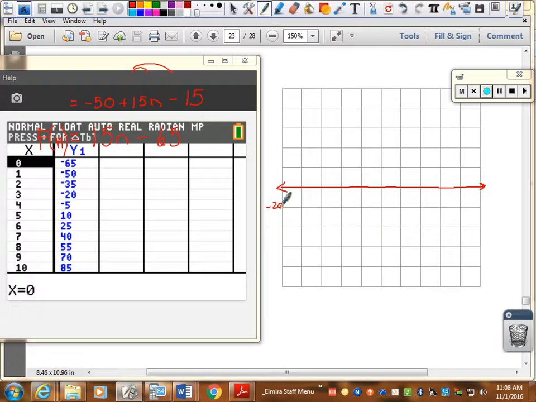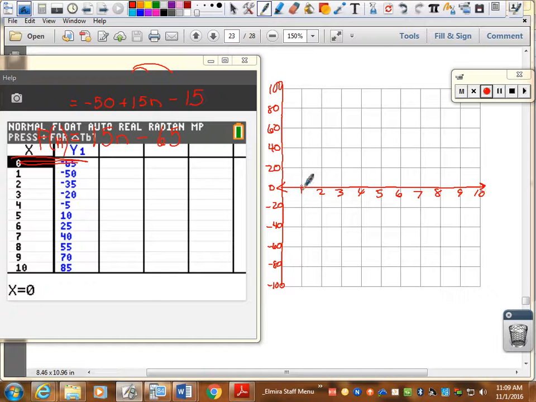So I might go negative 20, negative 40, negative 60, negative 80, negative 100, 0, positive 20, 40, 60, 80, 100. So I might need to move my x-axis to the middle so that my y-axis has positives and negatives to it. We're not doing the 0 term. Remember, we're not doing the 0 term. We're starting at term 1. 1, 2, 3, 4, 5, 6, 7, 8, 9, 10.